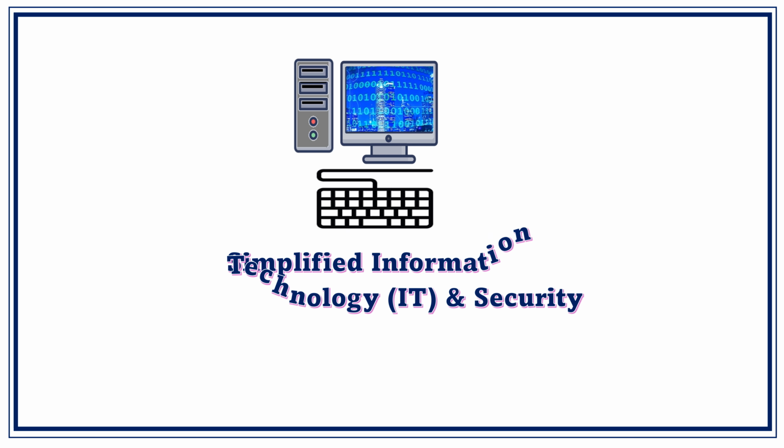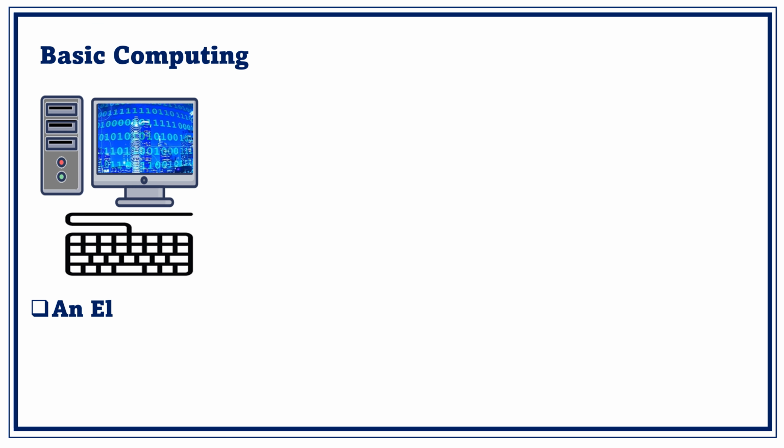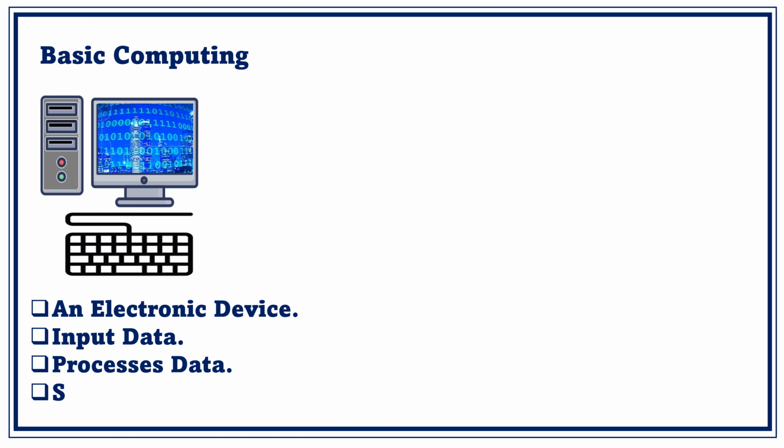Just as the channel name suggests, in this video we will look at basic computing in a step-by-step manner. A computer is an electronic device that allows users to input data, process data, and store data. In computing, a computer system is divided into two categories, namely computer hardware and computer software.